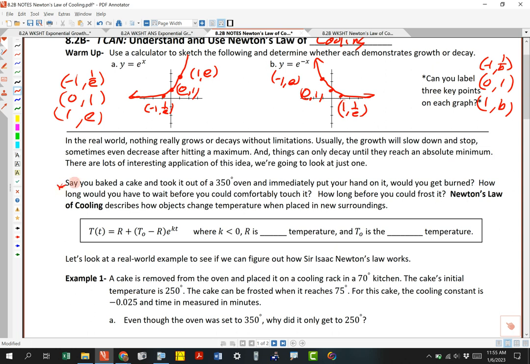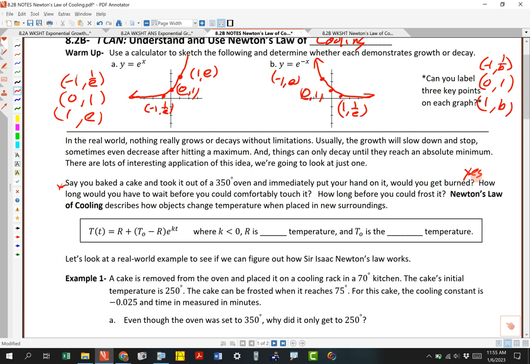So hopefully you guys are old enough that you've cooked or baked in the kitchen before. If you baked a cake, we normally put them in at about 350. If you take it out of the oven, put it on top of the stove, and then just put your hand right on top of it immediately, would you get burned? Probably. Yes, you would. Okay, the answer to that is yes.